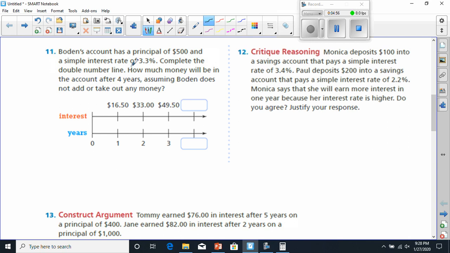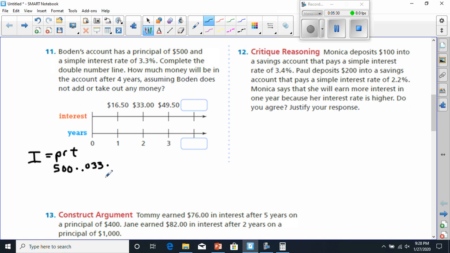Well, once again, we can use our formula. I is pretty. And we realize that Bowden's account has a principal of 500, so that's 500 for the principal. And let's see, the rate was 3.3, so we move that over twice. That's going to be 0.033.